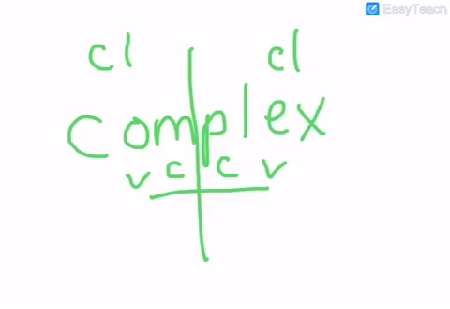And now what we'll do is we'll read these 2 syllables separately and then blend them together. Complex. Complex. All right, that means something that's complicated. Let's try another example. Take a look at this word.